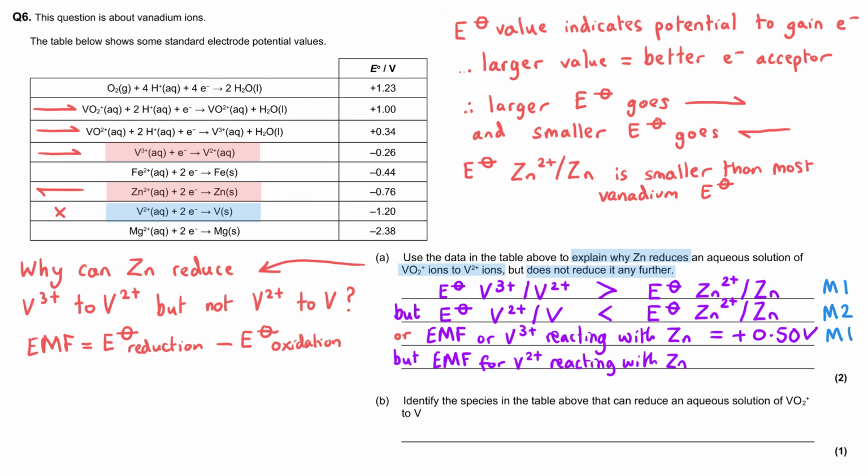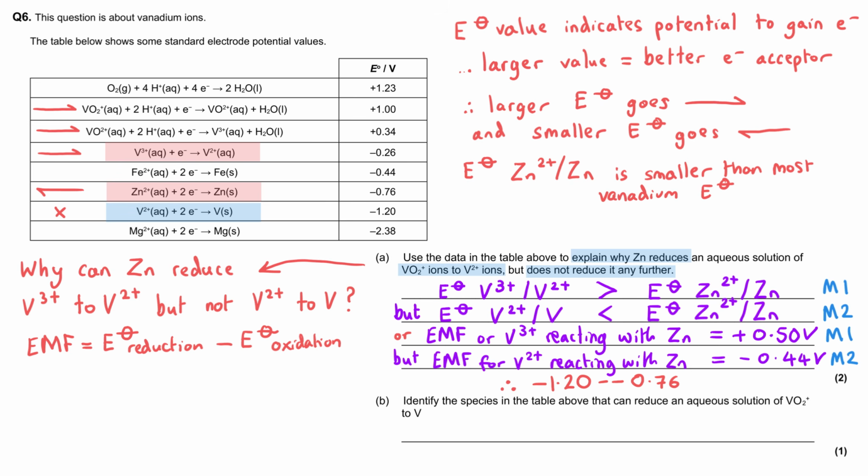But the EMF for the hypothetical reaction of V2+ reacting with Zn would be a negative value. And this is because the half equation that I'm showing here in blue is having to go in the forwards direction, in the direction of reduction, and the zinc is having to go in the backwards direction. And so the EMF would be minus 1.2 minus minus 0.76. And so this leaves us with a negative value of minus 0.44 volts. And when we have an EMF that is negative, this reaction wouldn't happen. In fact, the reverse reaction would happen if appropriate chemicals were mixed together.